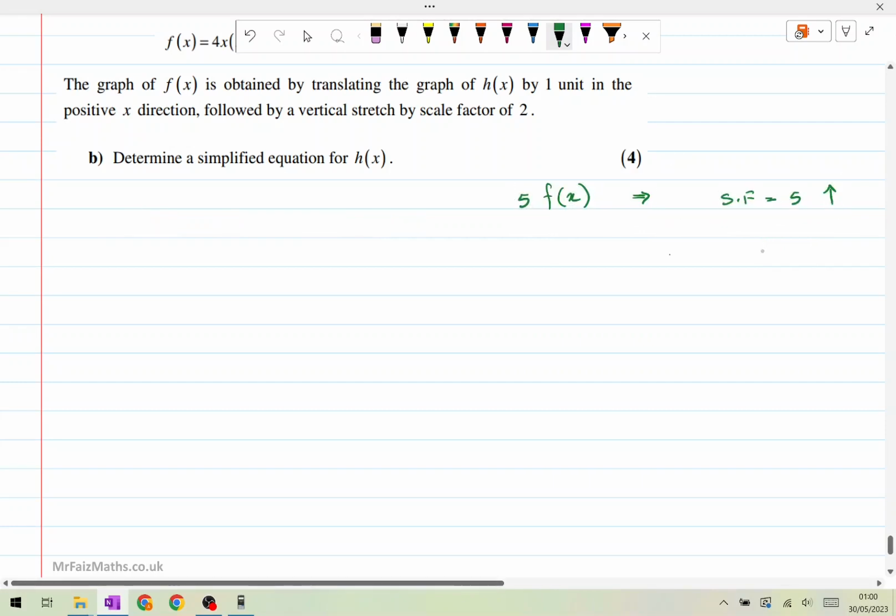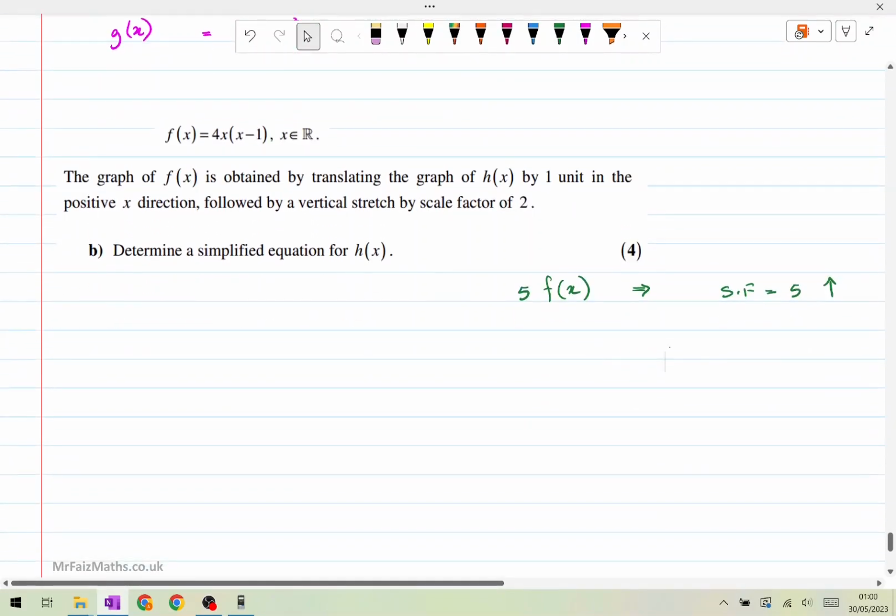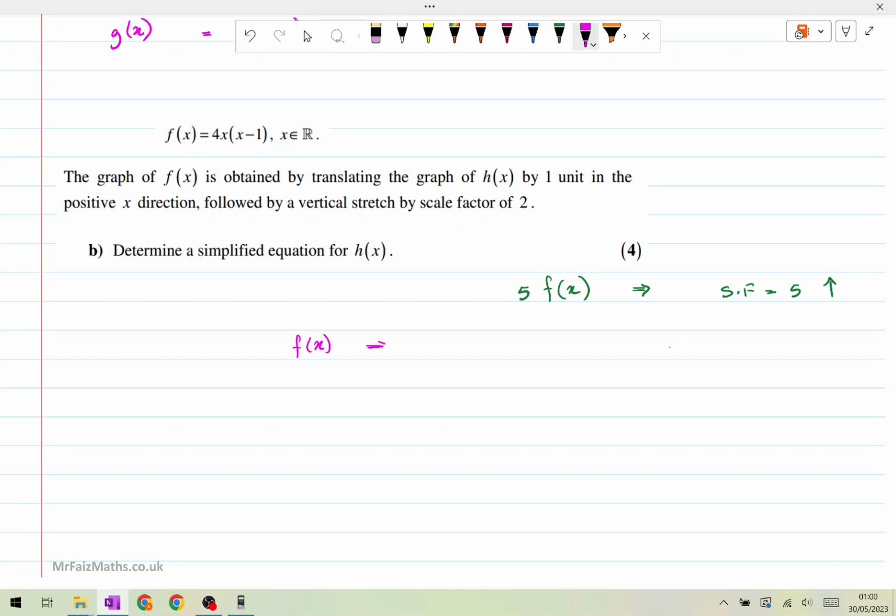Okay, so this one is quite an interesting question in that I don't think I've seen one like this in a past paper. So we had f of x. For part A, we were told that there were some transformations done to it, and we got g of x from that. What we are told here is that the function f of x itself is obtained by doing some transformations to some other graph h of x. So there was some function h of x, and there were some transformations done to it to give us f of x here, and we are told to reverse that to find what h of x is equal to.